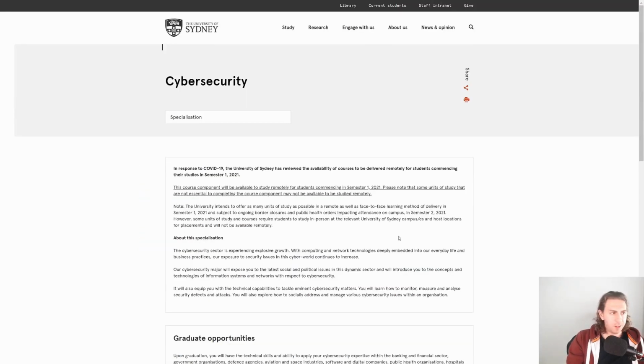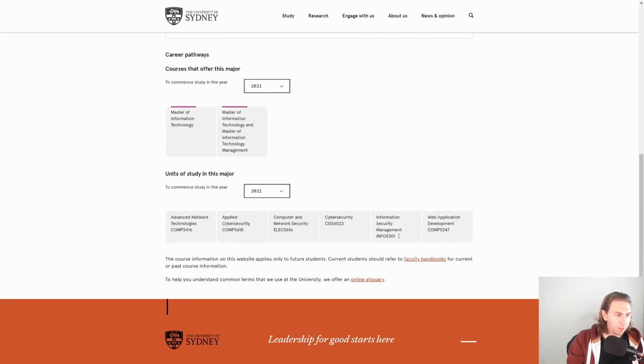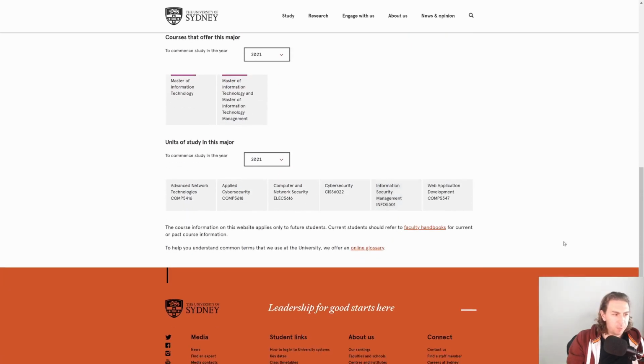Next, at the University of Sydney, we can see that there is only a master's program and it only comprises 6 subjects. So they basically expect you to have a master's of IT before coming into this in the first place. What we can see here is that we have advanced network technologies, applied cybersecurity, computer network security, cybersecurity as a generalist subject, information security management, and web application development.